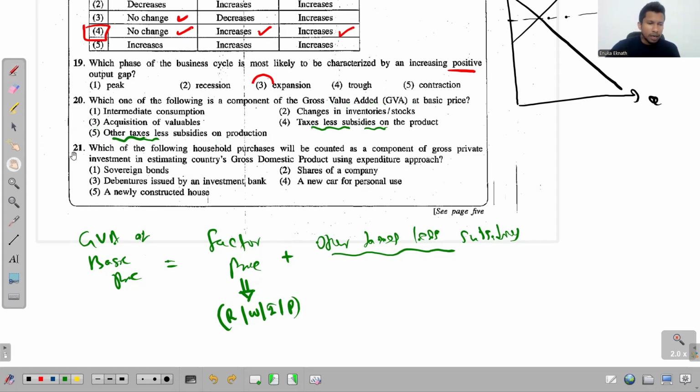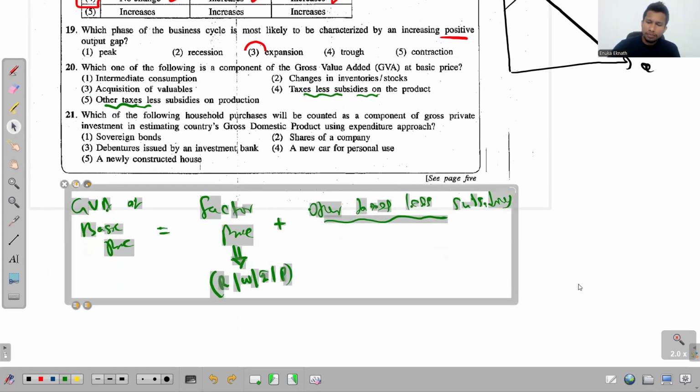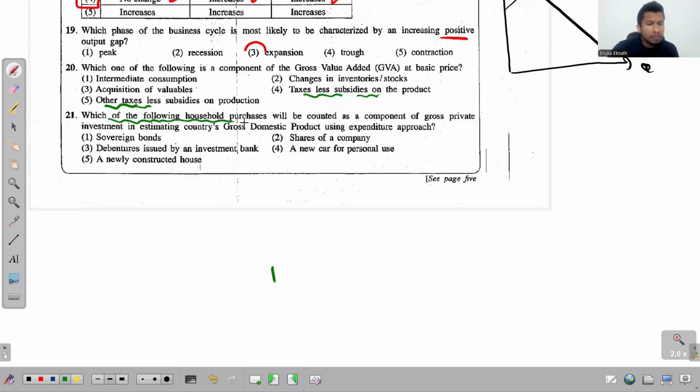Right, now question 21. Which of the following household purchases? Okay, it must be a household purchase. Which one of the following household purchases will be counted as a component of the gross private investment in estimating the country's GDP using the expenditure approach? So there are a few things that we need to look for. This must be a household purchase and it must be a part of gross private investment that we consider when calculating GDP under the expenditure approach.